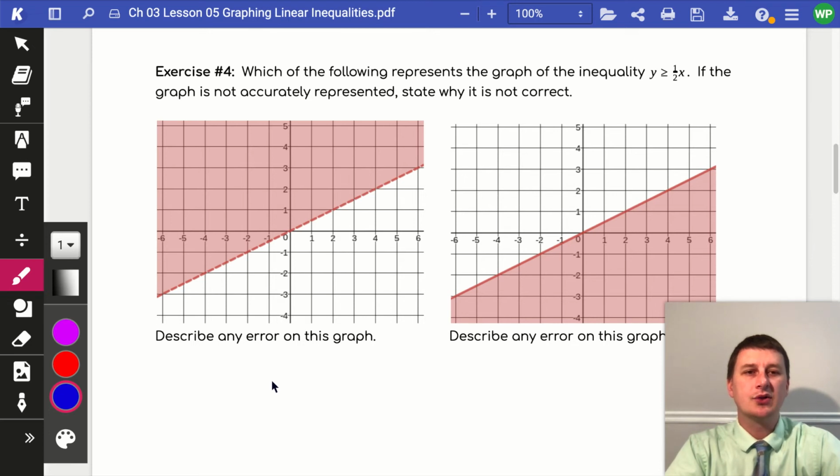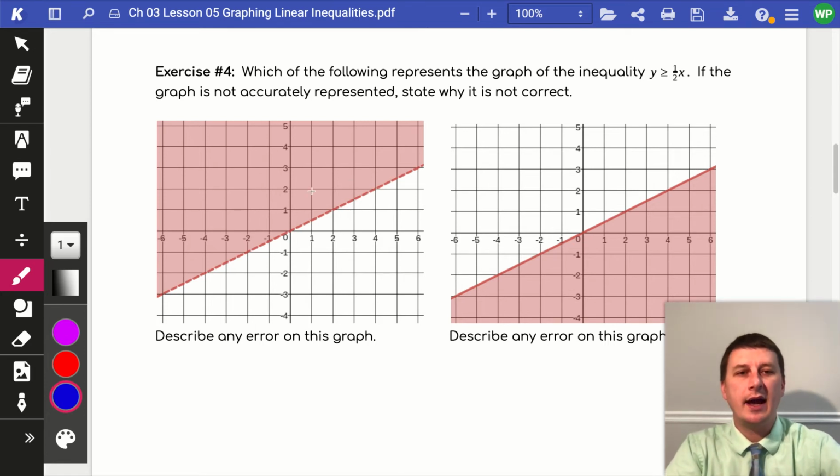Now, in exercise number 4: which of the following represents the graph of the inequality y is greater than or equal to 1/2 x? If the graph is not accurately represented, state why it's not correct. Okay, couple of things. Here's our graph. Is this the graph of y is greater than or equal to 1/2 x?